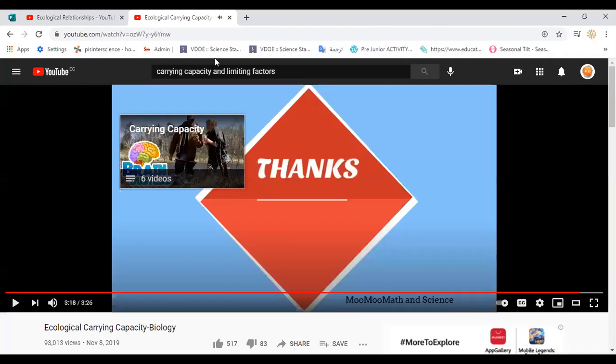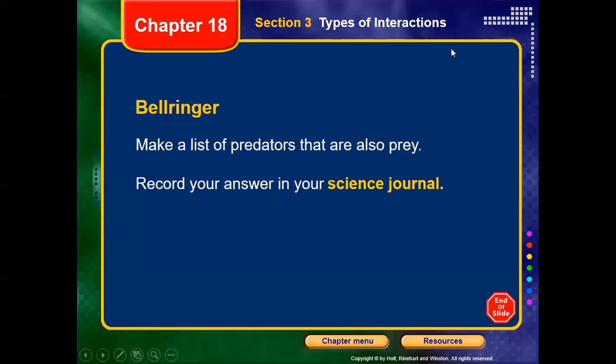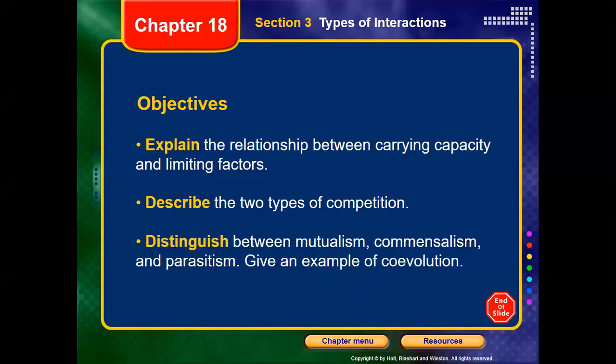Okay, guys, what do you think? Did you get the meaning of the carrying capacity, guys? Who can tell me what is meant by carrying capacity? Raise your hand, guys. Okay. Yes, Abdurrahman Khalid. The carrying capacity is the maximum number of population that a place can carry.